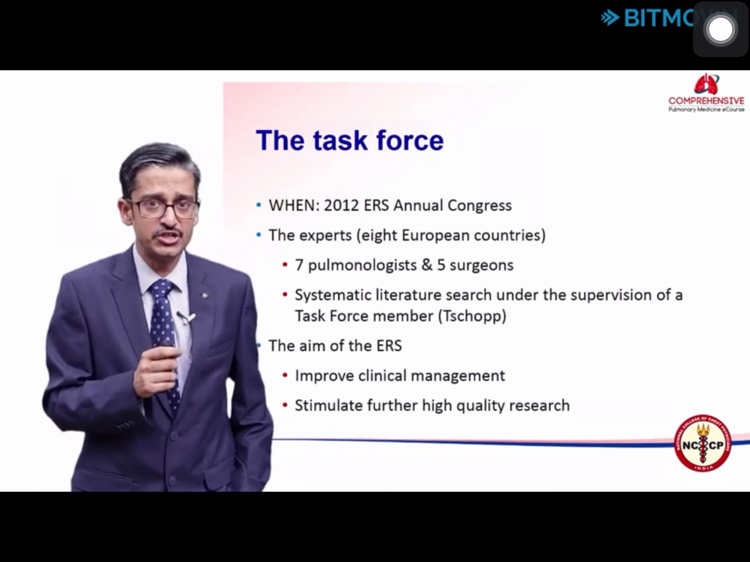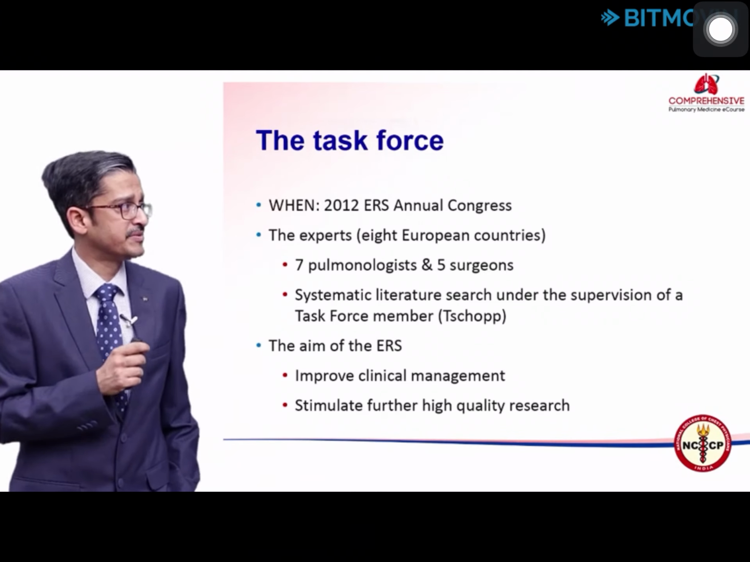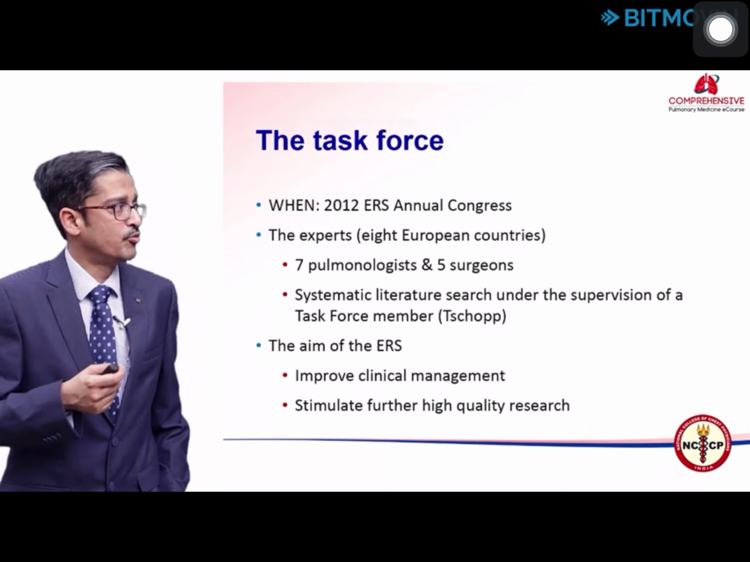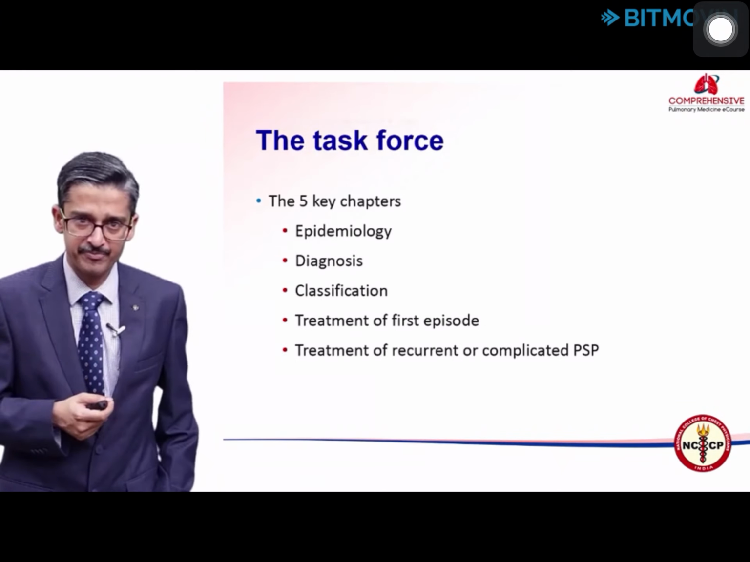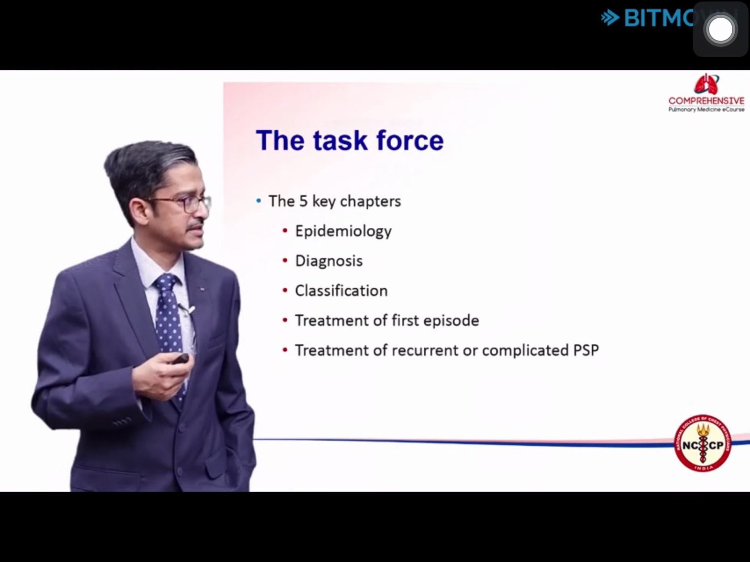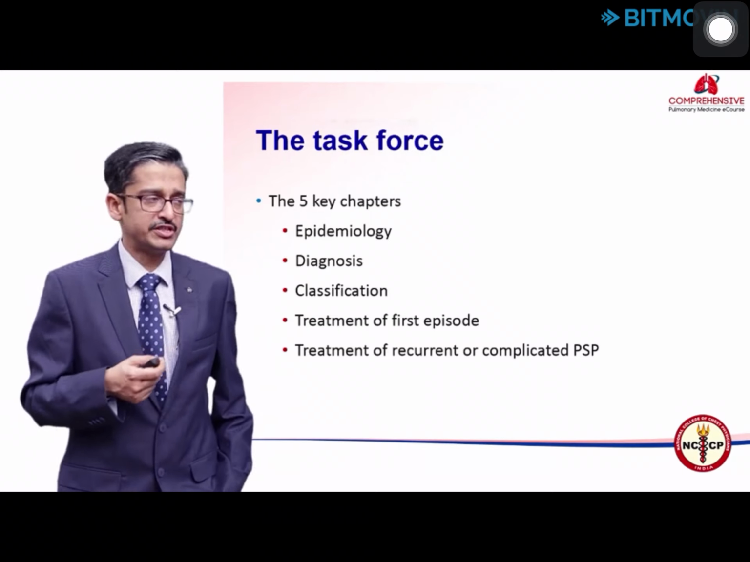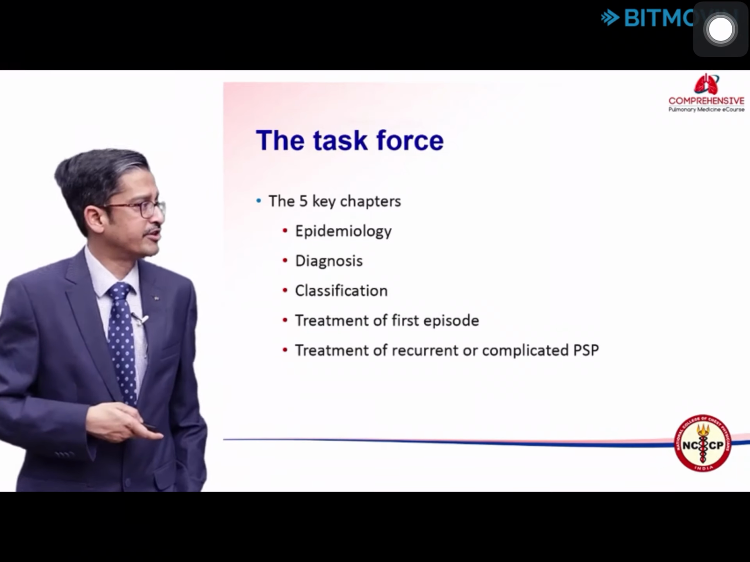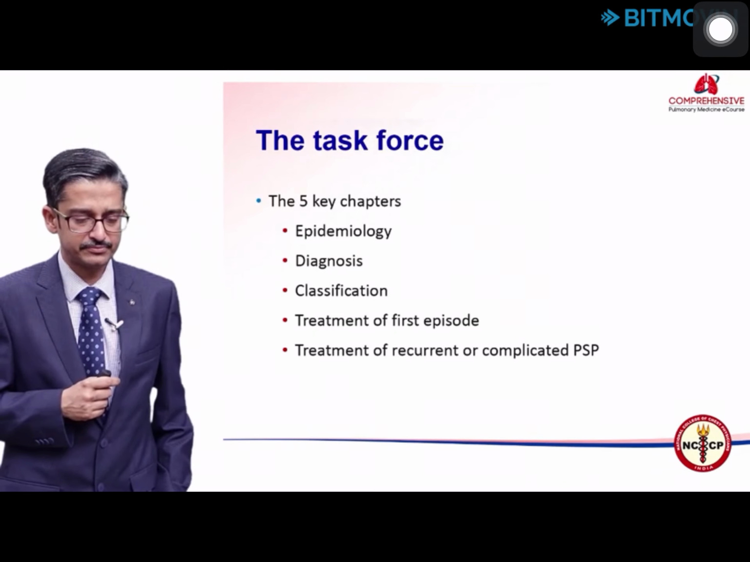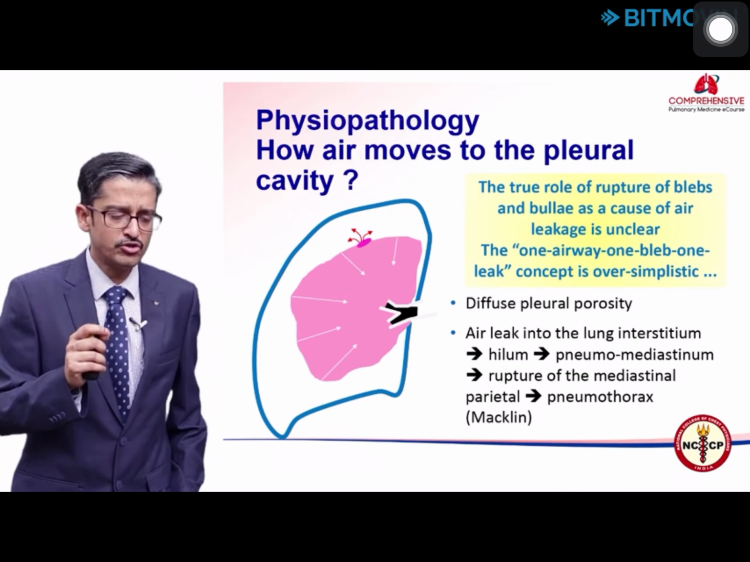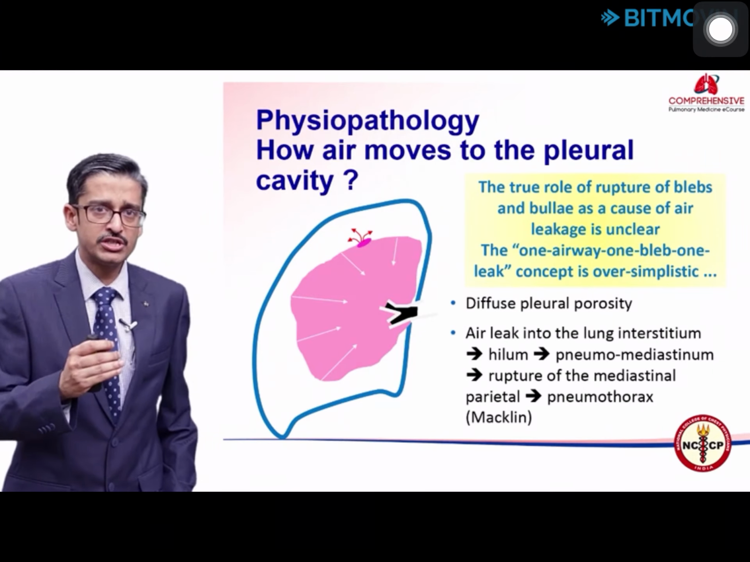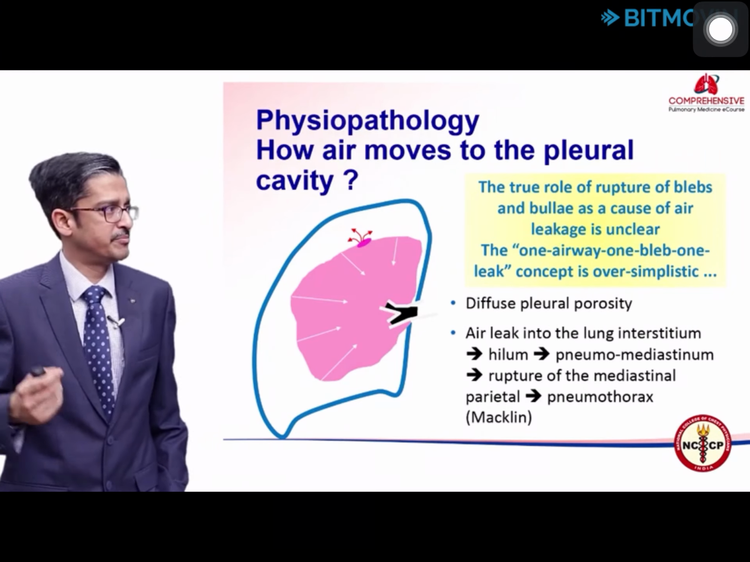and it was a combination of pulmonologists and surgeons who did an extensive systematic literature search and then set up a task force which looked at 5 key areas. They looked at epidemiology, diagnosis, classification, treatment of first episode, and treatment of recurrent or complicated primary spontaneous pneumothorax. I will talk about certain aspects I have talked about already, but I think that's worthwhile because it re-emphasizes what I have said before.